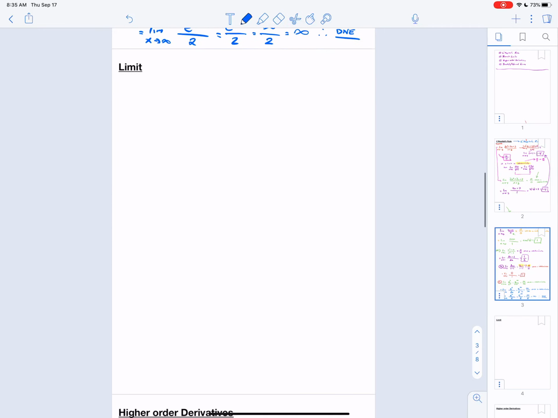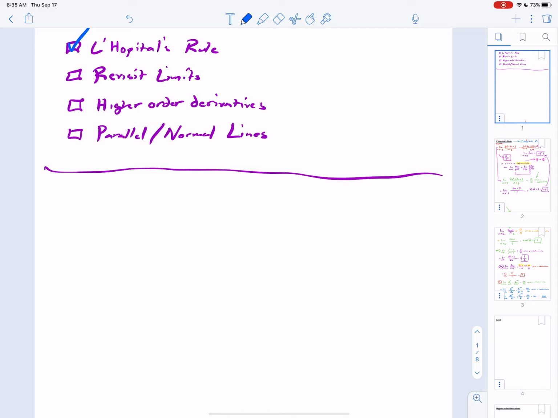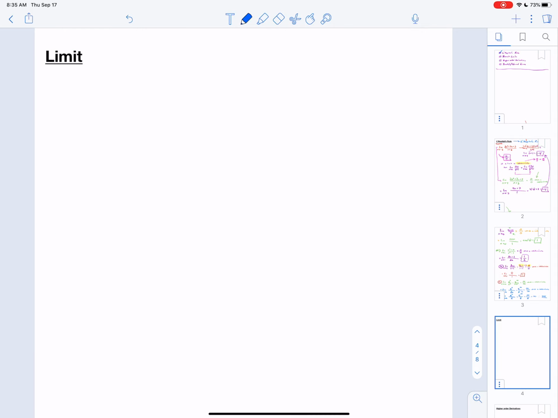Cool. We're going to revisit limits now, all right? Actually, let me go back to the very beginning and check this off. So we have L'Hopital's rule. Okay, limits. So remember the limit definition of a derivative, go ahead and write that down. Try not to look back. The derivative was the limit of f of x plus h minus f of x all over h as h approaches 0. Okay? We have this super long definition.